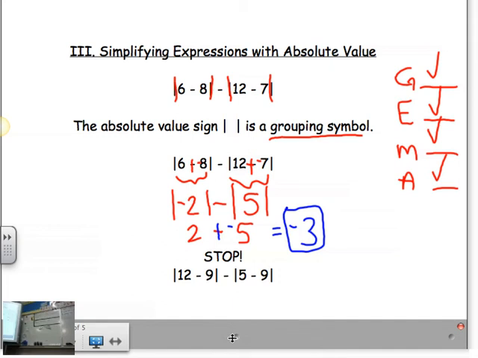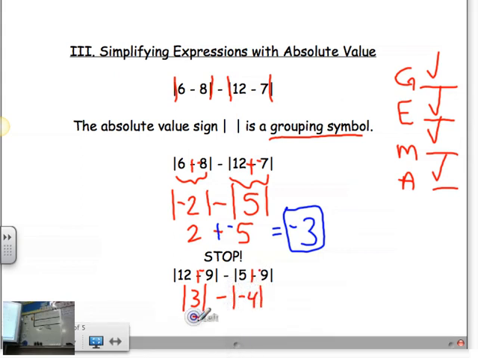Okay, now we're going to check the answer that you just tried. You're going to do what's inside the grouping symbols first. So you have 12 minus 9. That's the same as 12 plus -9, which would be 3. Still need to find the absolute value. Minus 5 minus 9, which is the same thing as 5 plus -9, which would be -4.